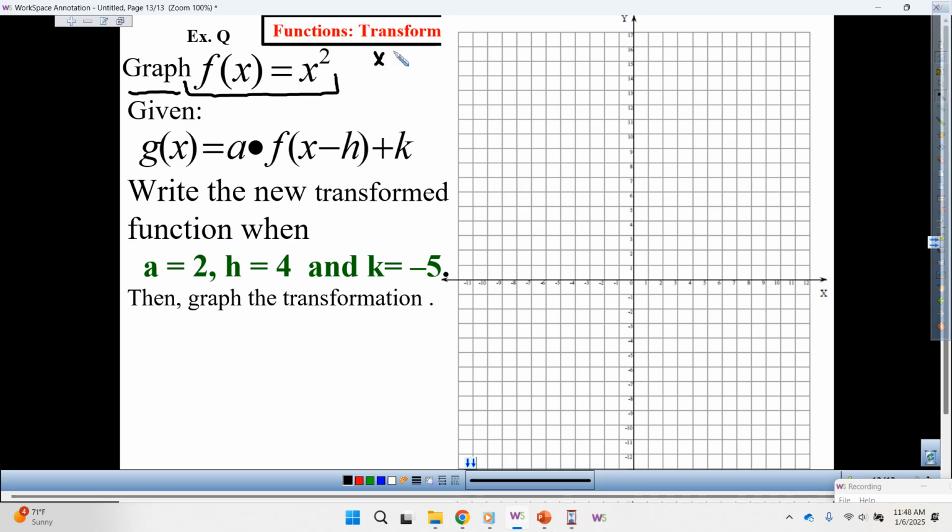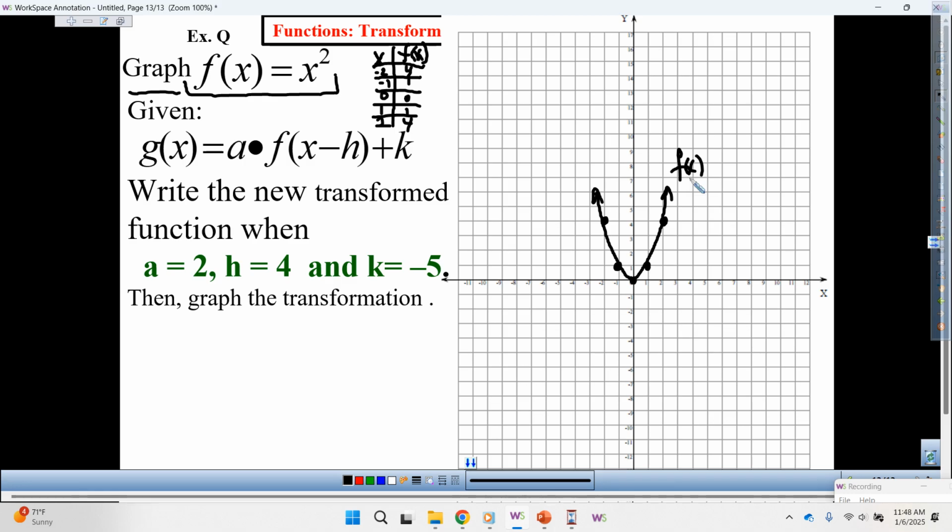Table. x, f of x, negative 2, negative 1, 0, 1, 2. And of course, this is 4, 1, 0, 1, 4. Let's graph that. Negative 2, 4. Negative 1, 1. 0, 0. 1, 1. 2, 4. And we label that what? f of x. Yes? Yes, Mr. Q.